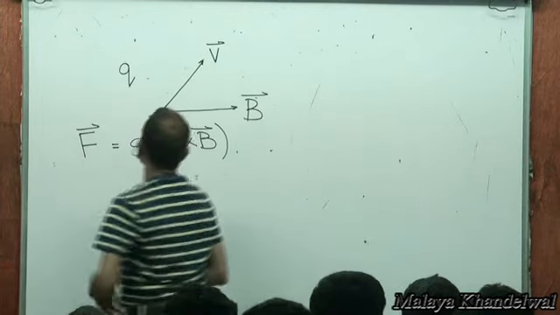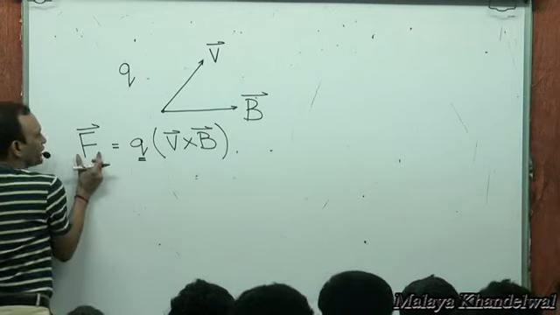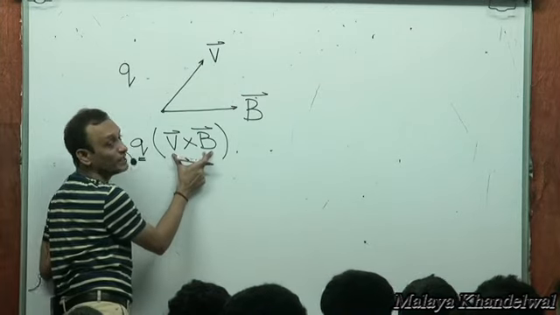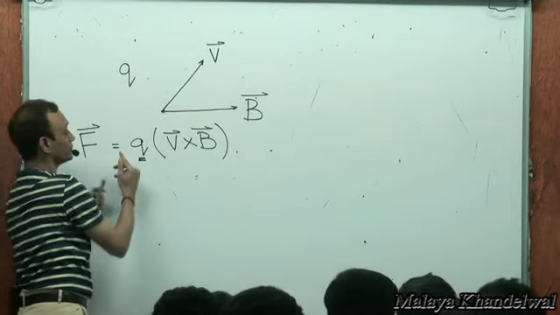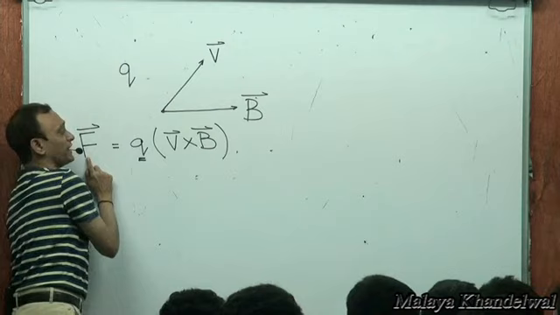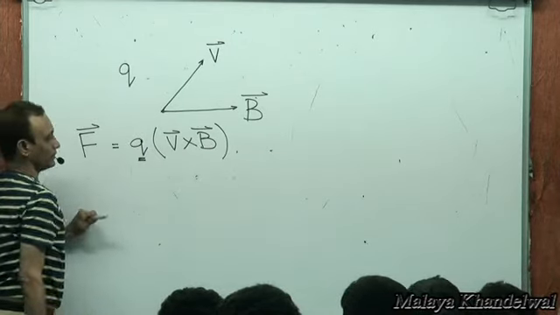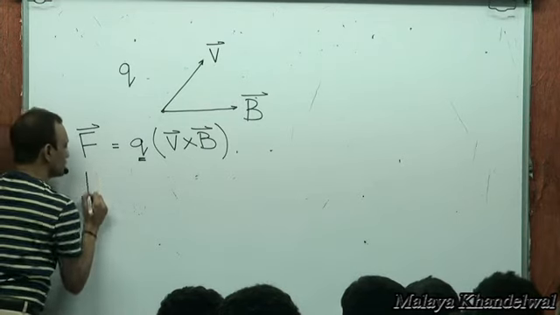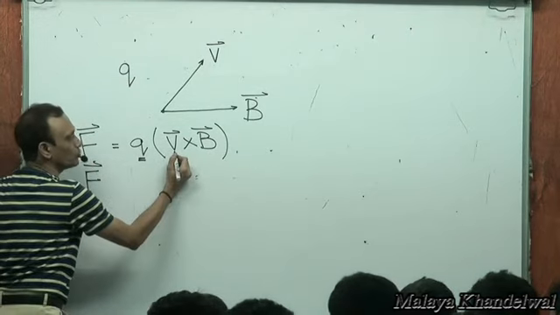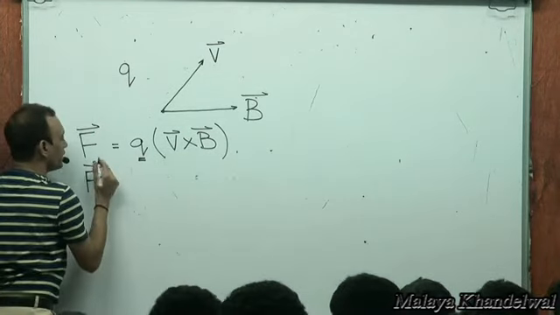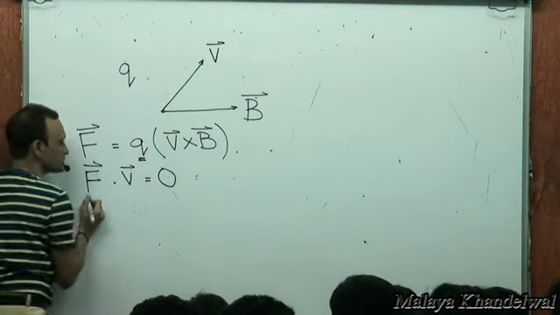And if Q is positive, the direction of F and the direction of V cross B will be the same. In this case, V cross B is into the plane of the board, for example. If Q is negative, the direction of F and direction of V cross B would be opposite. Also notice that F is perpendicular to the plane of V and B, perpendicular to both V and B. So F dot V is 0. This is the magnetic force.